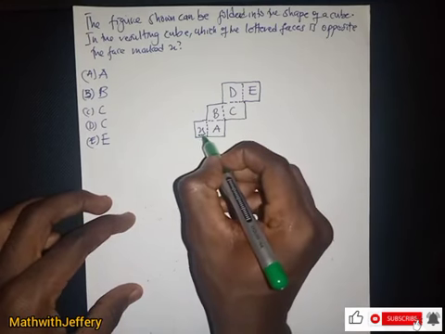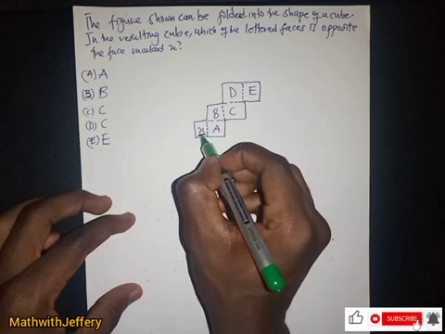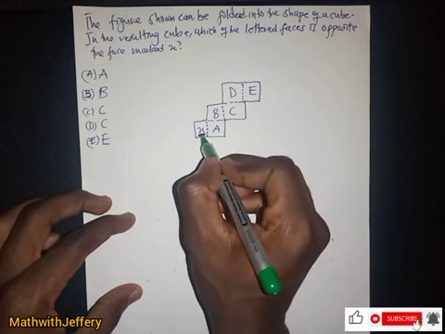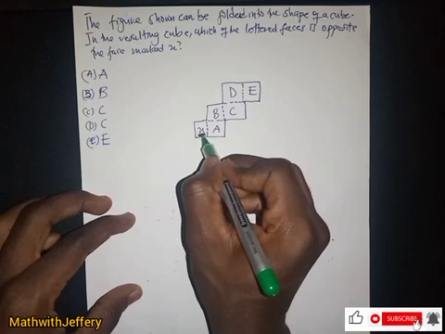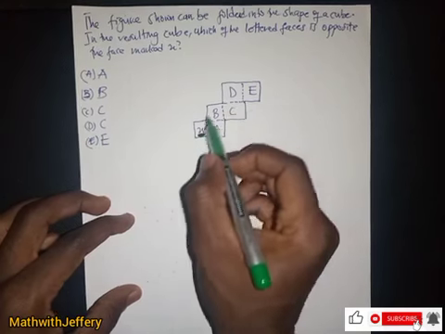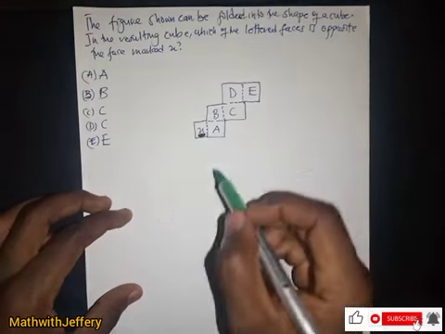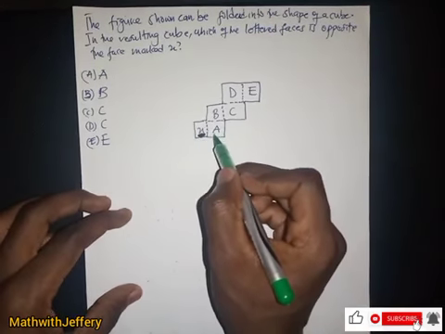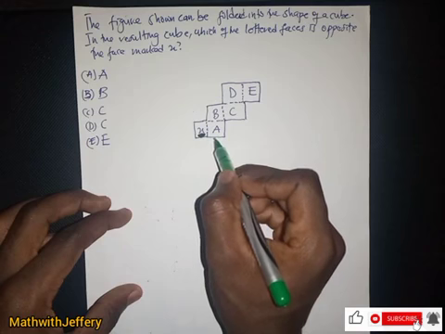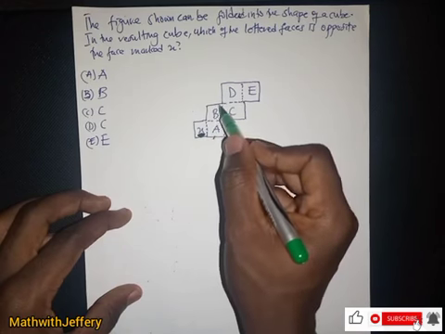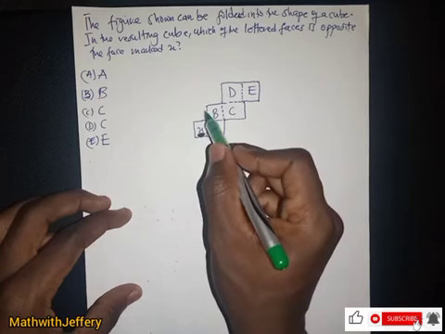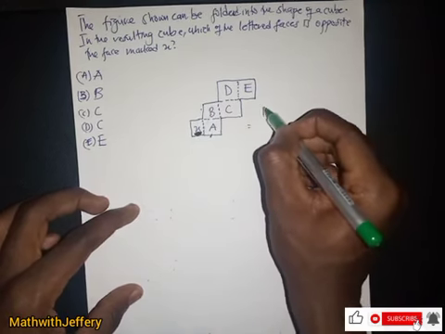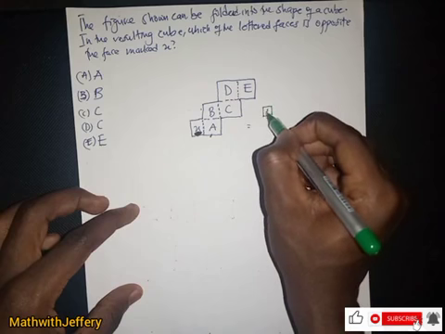So we have this value X here, and the question asks which of the lettered faces is opposite to the face marked X here. Now if you look at this figure, we want to think of this A here as the bottom. So if A is the bottom, we'll fold A to the top, and we'll fold X also to the top. So in doing that, you realize that X now comes here as still X here.